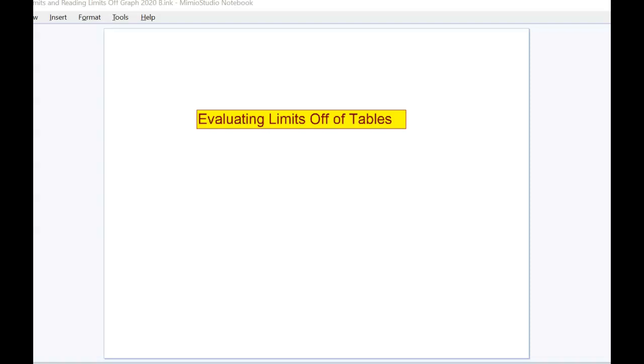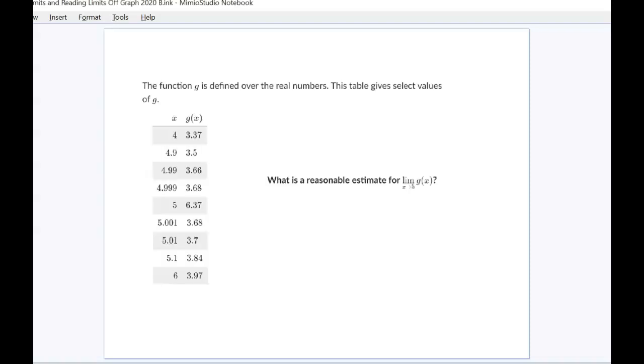In our next section of limits, we're going to learn how to evaluate limits by reading them off of tables. The function g is defined over the real numbers. This table gives select values of g. What is a reasonable estimate for the limit as x approaches 5?